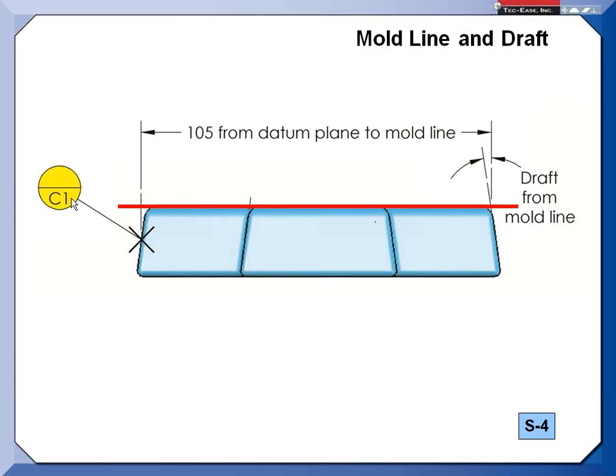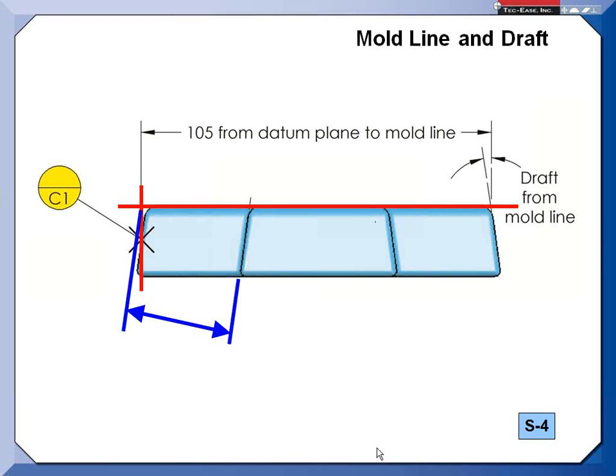So let's see, here's my primary datum plane. That was datum A up there, datum feature A. And here was a plane established by C. So we're coming from this plane over to that corner, that intersection, and then letting draft take off from there.